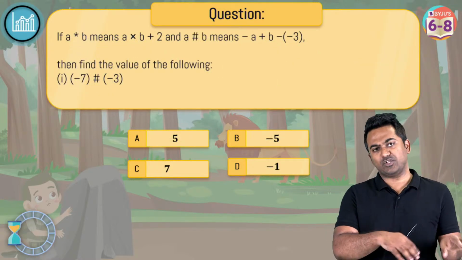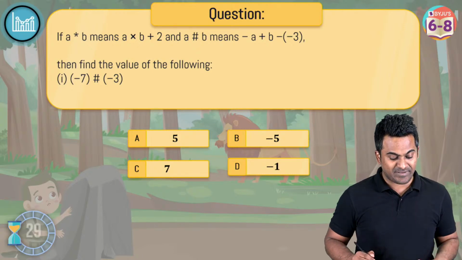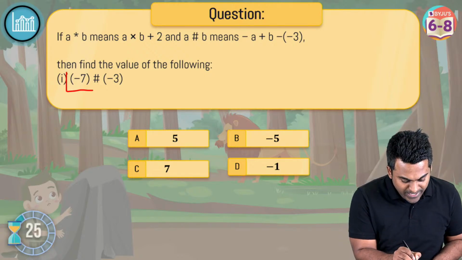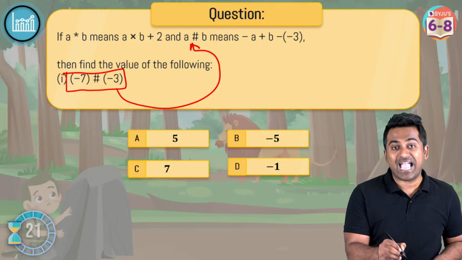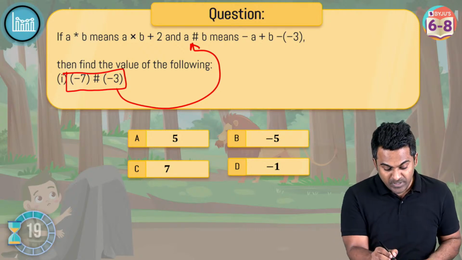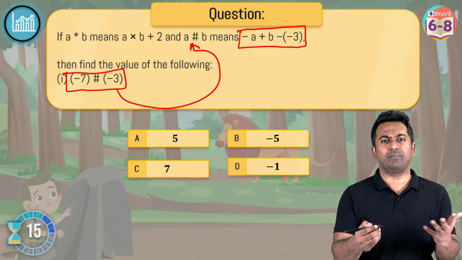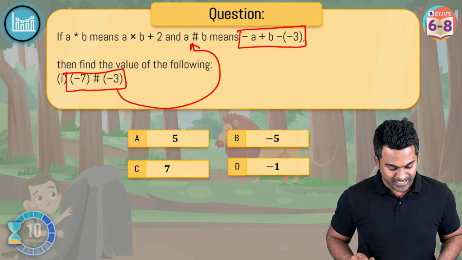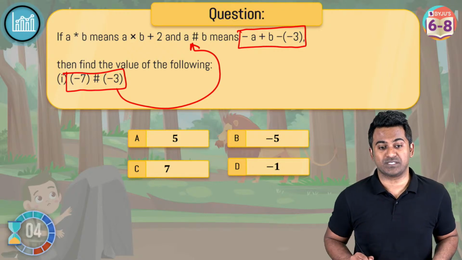Again, similar, the operator has changed. So this time you have to figure out -7 hash -3. Again, giving you a hint here, just compare -7 hash -3 with A hash B. Now A hash B is -A plus B minus of -3, and you should get this. Again, in the place of A, be very careful with this problem. Be very careful with this.